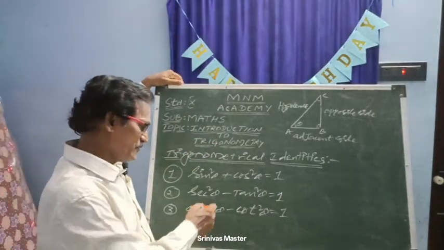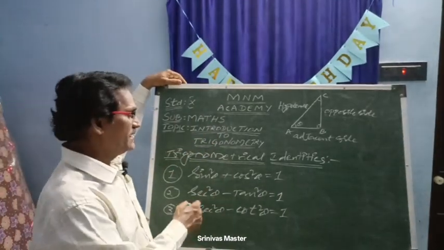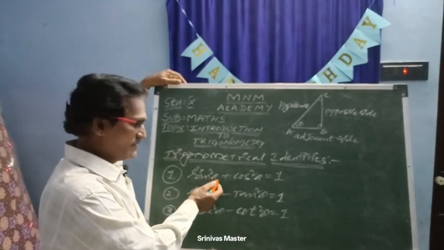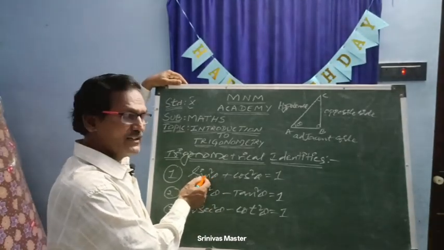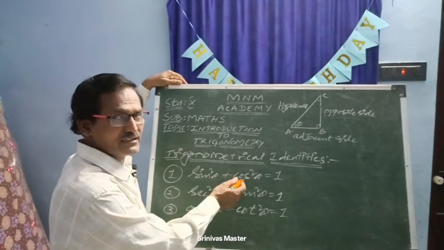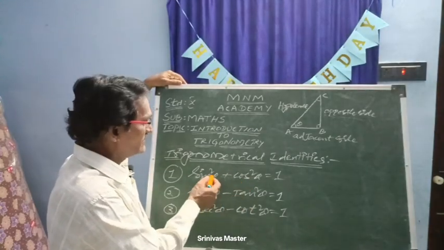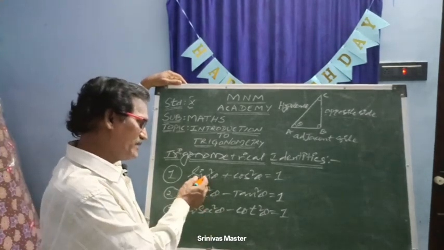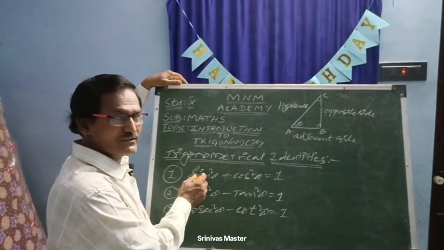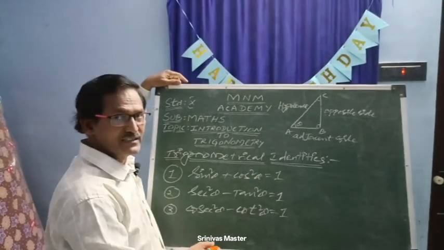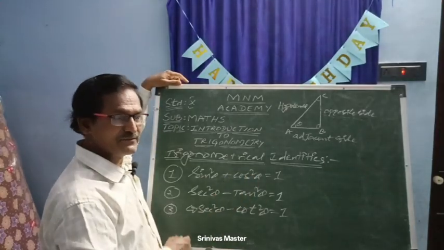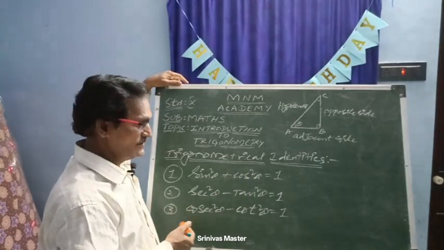See, children, if you know these three formulas very well, from the first equation we can derive the sine value and cos value. You know that according to algebra, plus becomes minus, minus becomes plus. According to that we can say that sine square theta equal to 1 minus cos square theta. Otherwise cos square theta equal to 1 minus sine square theta. From that, sine theta and cos theta you can easily get.